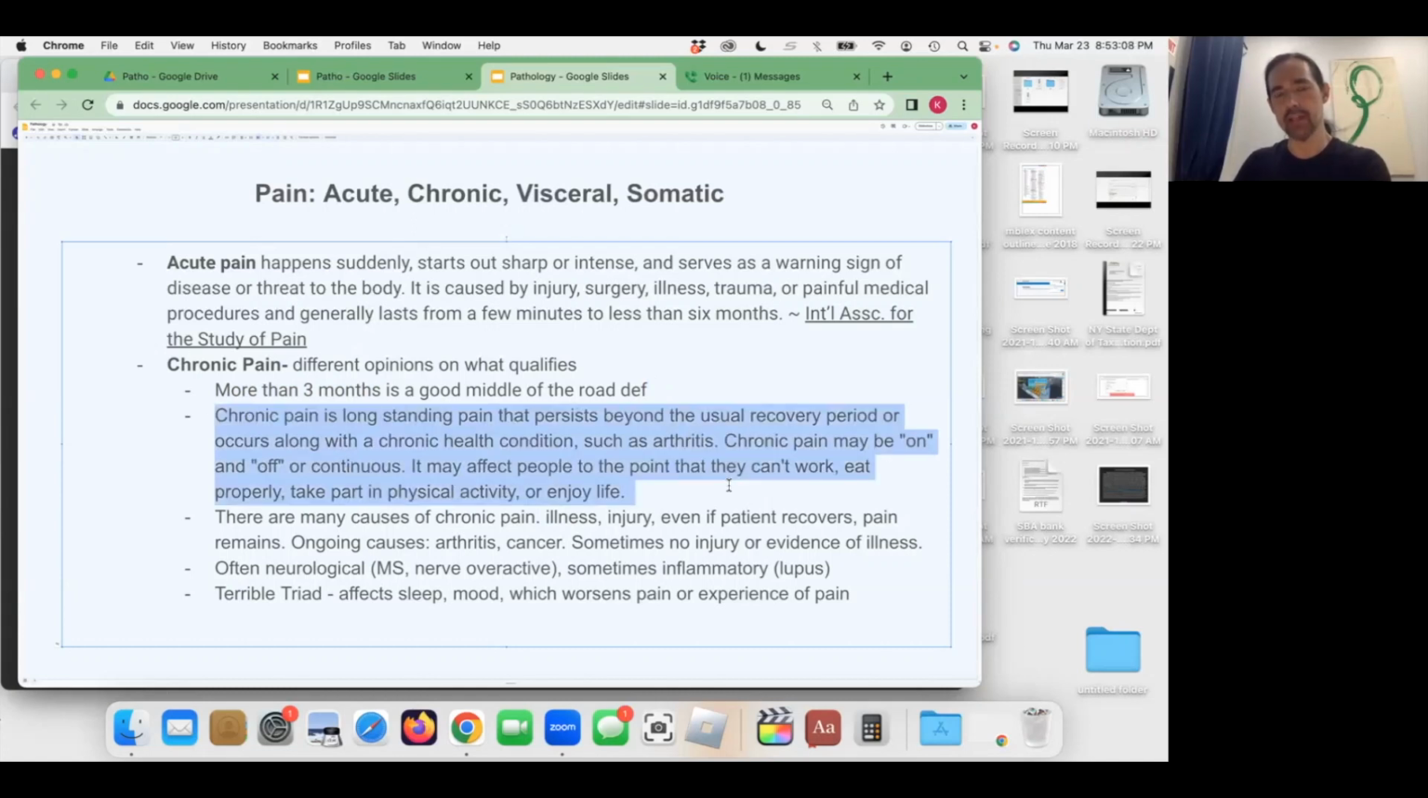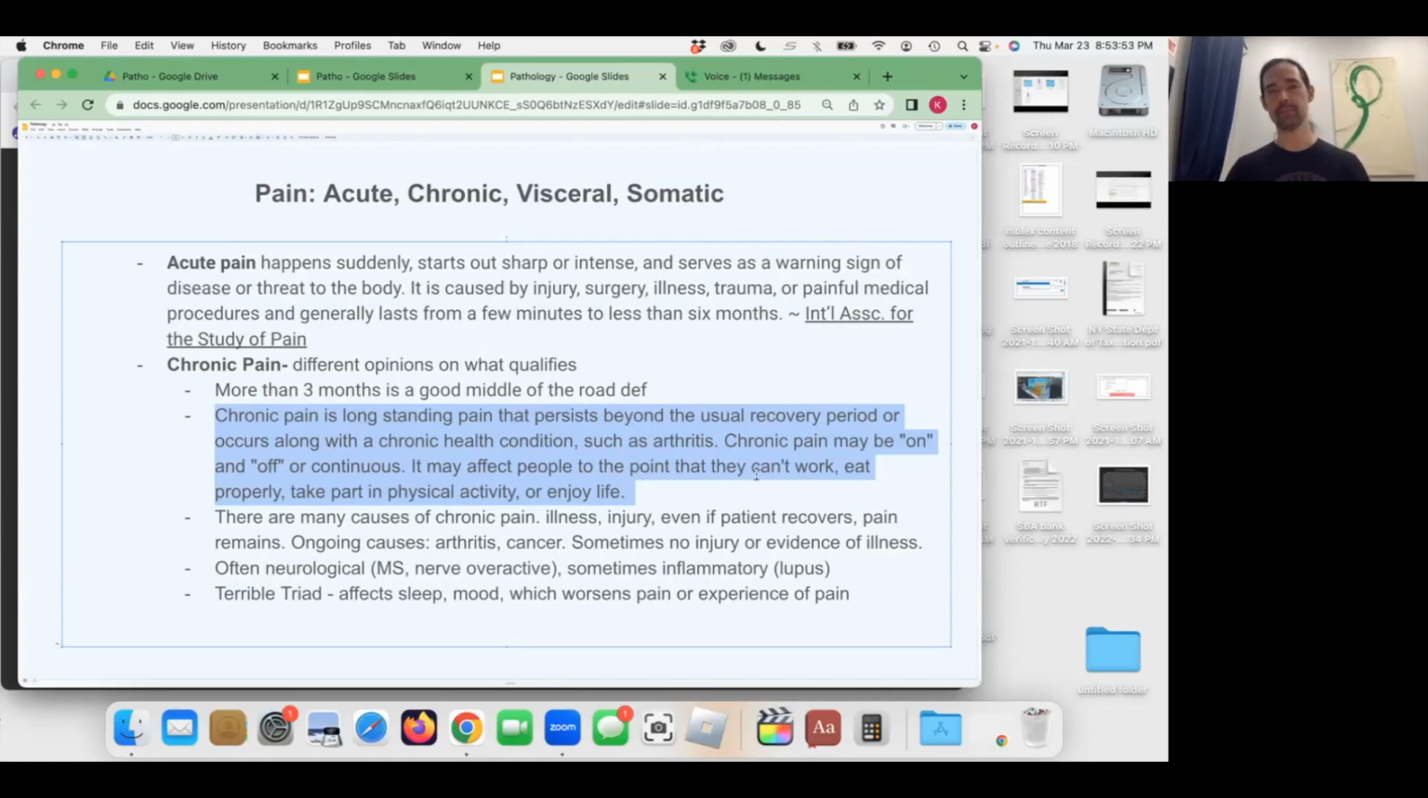Chronic pain is a long-standing pain that persists beyond the usual recovery period or occurs along with a chronic health condition like arthritis. Chronic pain may be on and off, where it comes and goes, flares up and recedes, or it might be continuous, like all the time, with some flare-ups. Some people with chronic pain have it at a 5 out of 10 or a 2 out of 10, and it goes up to an 8, 9, or 10 out of 10 with certain foods or certain activities or not enough sleep or stress, or if their inflammatory or autoimmune condition starts to flare up, the pain also flares up.